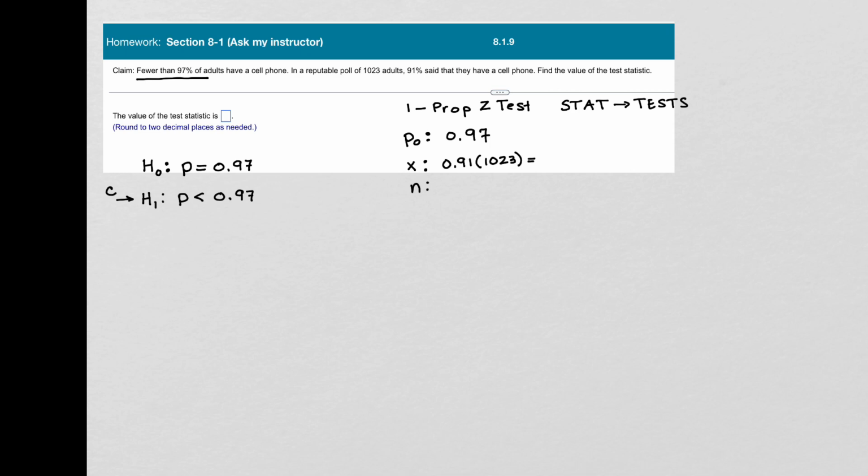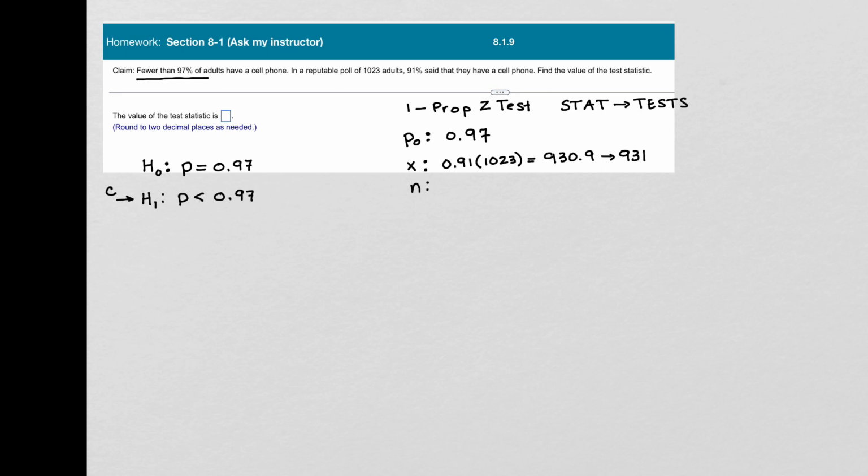And what I get is 930.9. Now this is the number of successes, so we need to round that to 931. So you can type this right where it says X when you're in one prop z-test. You don't have to go out and do a calculation. You can type that in. It'll give you a decimal often, and then you just go back and round that to the nearest whole number.